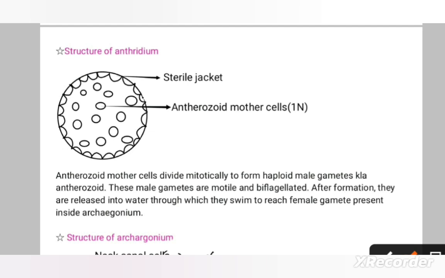They will swim up to the female gamete which is present inside the archegonium. So this point itself signifies why bryophytes are amphibians of the plant kingdom. We can see the role of water in this case. Water helps the flagellated male gametes, that is antherozoids, to come in contact with the female gametes for reproduction.